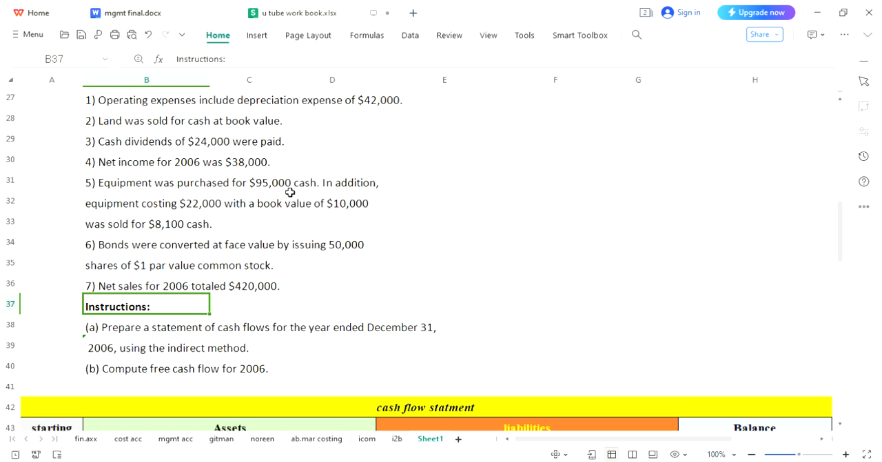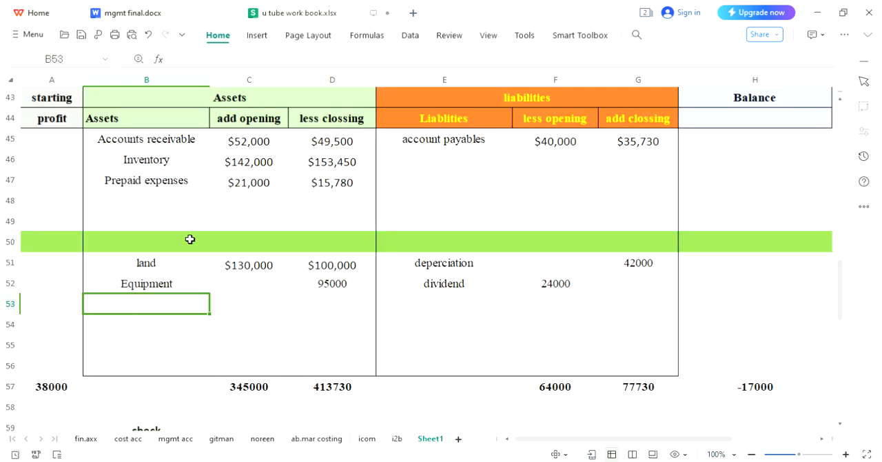Purchase equipment 95 in addition. That means there is something else as well. Equipment costing 22 with the book value of 10,000 was sold. That means a part of equipment was sold for 8,100. It means cash would be received. Come over here. If cash is received, it means cash is increasing. You will choose the add column. And here you have received 8,100 and you will give the title equipment sold. Since it is a fixed asset, that is why we have chosen the lower portion.